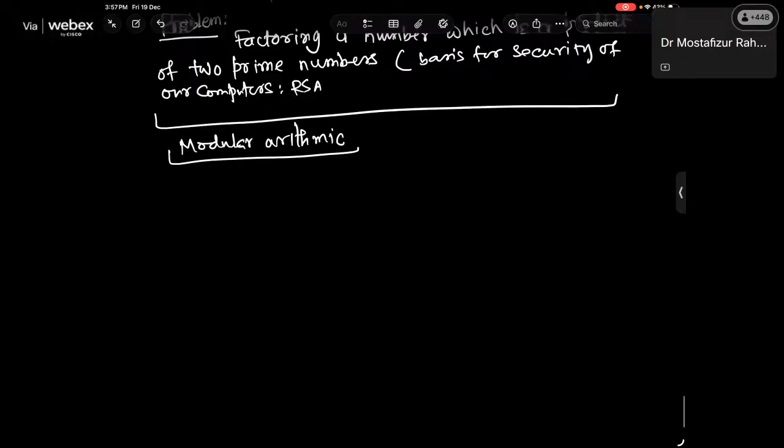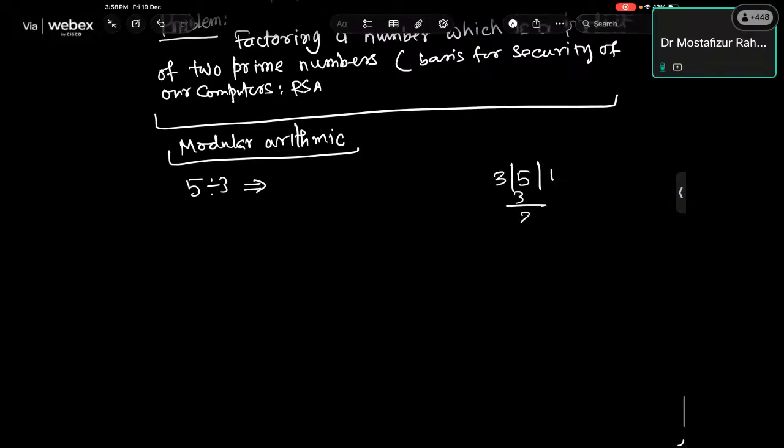So in our schools, we have learned that 5 divided by 3. How did we do? 5, 3. So 1, 3, and 2 is the remainder, right? So it has a quotient. This is called a quotient, right? Quotient of 1 and remainder of 2, right? So any number we can divide with a bigger number or so, right?